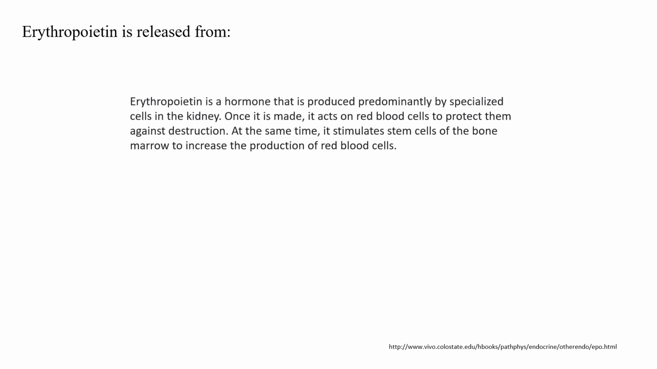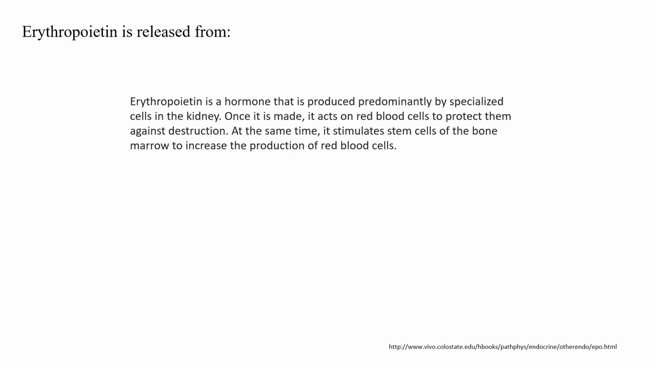Erythropoietin is released from. Erythropoietin or EPO is a hormone produced primarily by kidneys with small amounts made by the liver. It acts on red blood cells to protect them against destruction and also stimulates stem cells of the bone marrow to increase the production of red blood cells. These red blood cells carry oxygen from the lungs to the rest of the body.